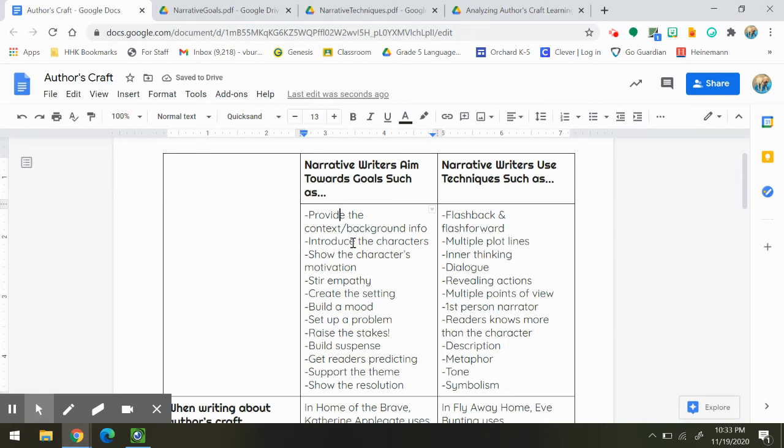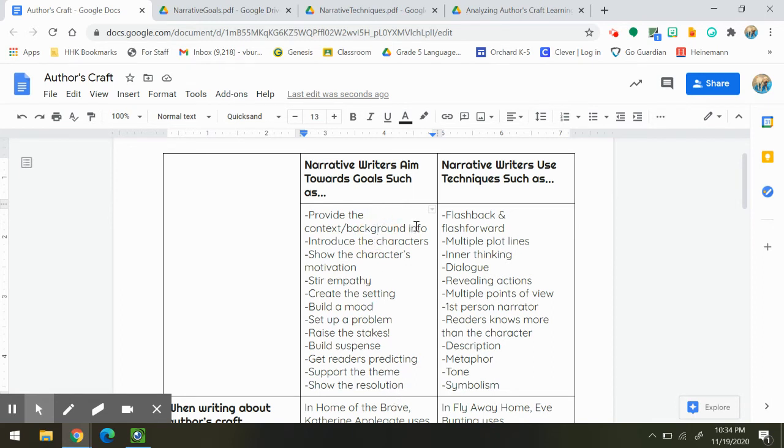Introduce the characters. Well, kind of. It introduced Mama a little bit. Show the character's motivation. Definitely show that. Stir empathy. Oh, it definitely stirred empathy and got us really feeling so badly for Keck throughout the story, right? And having to see what he had to endure. Didn't really create the setting. It definitely built the mood and set up the problem and raise the stakes, build suspense, get readers predicting, support the theme, show the resolution.